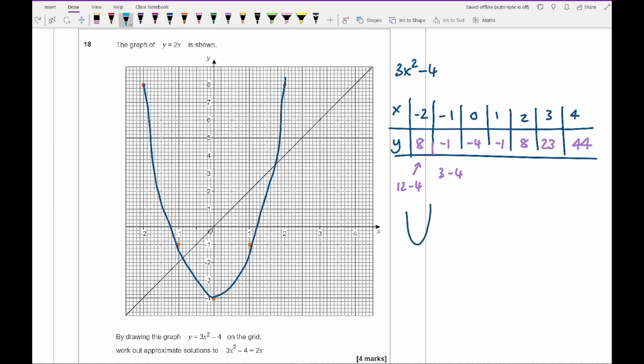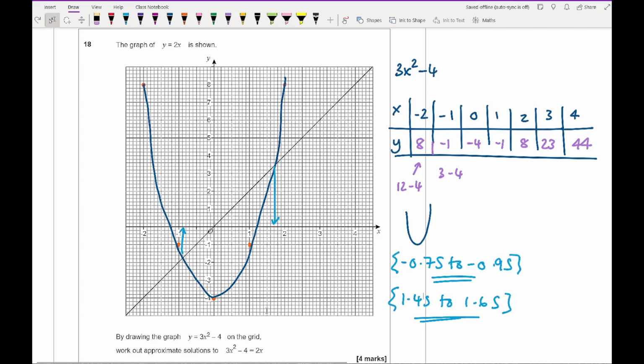Now the answers are where the graphs intersect, so it's going to be at this point here and at this point here. The possible answers that you can write are any answer between minus 0.75 to minus 0.95 for the first point, and your second answer needs to be somewhere between 1.45 to 1.65. So any answer between those two boundaries would be absolutely fine. And again, make sure you're reading off the graph that you have drawn.